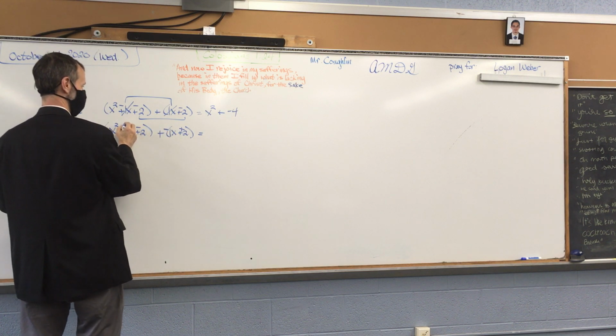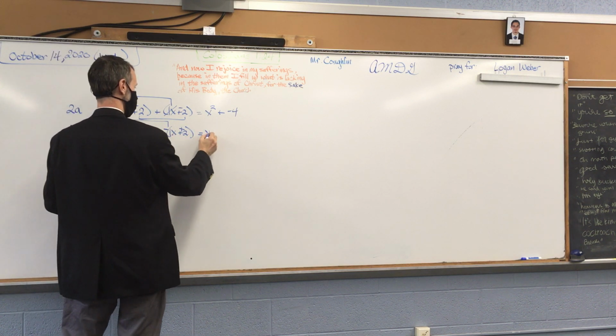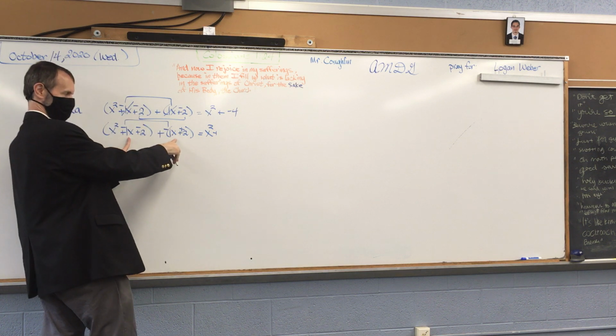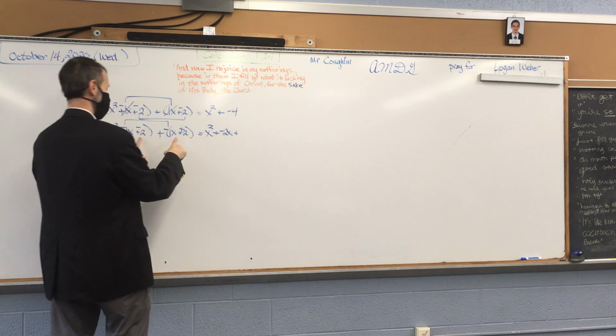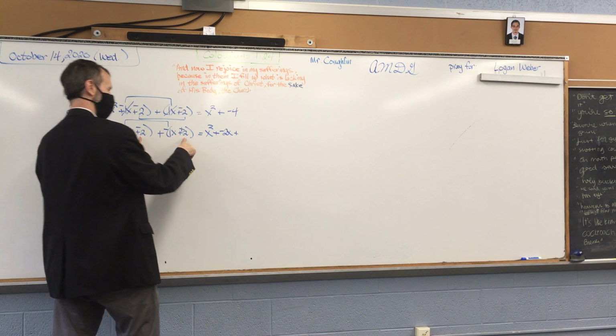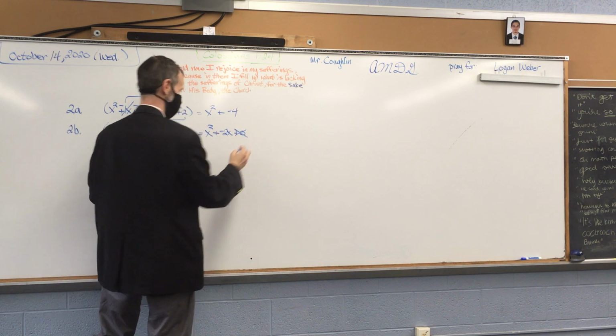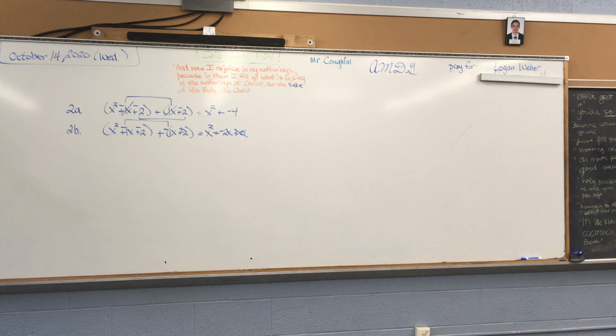Now let's do the like terms. X squared is as is. Negative 1x plus negative 1x is negative 2x. And then negative 2 plus positive 2 is 0, which you don't even need to write. Does that make sense? What do you mean by opposite?